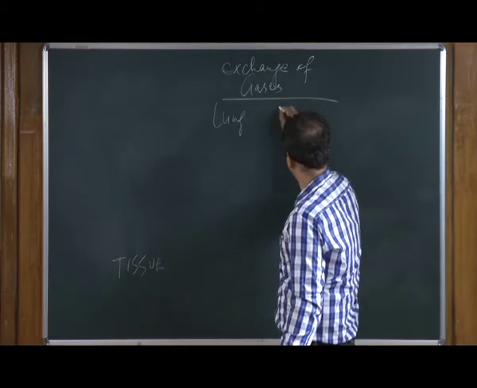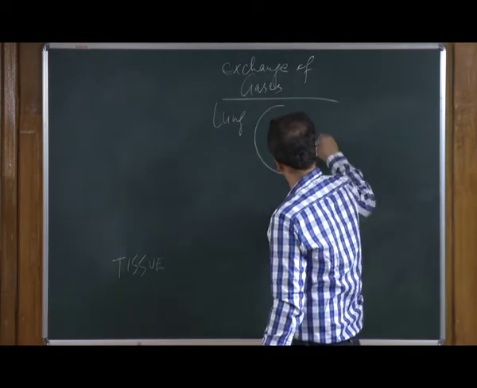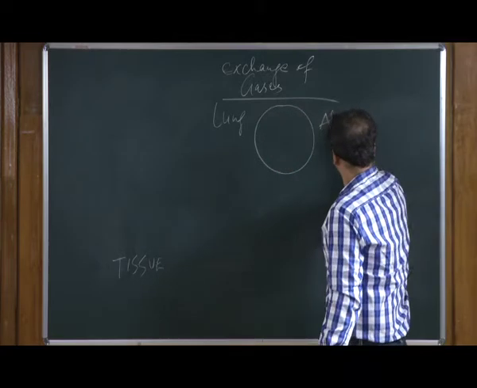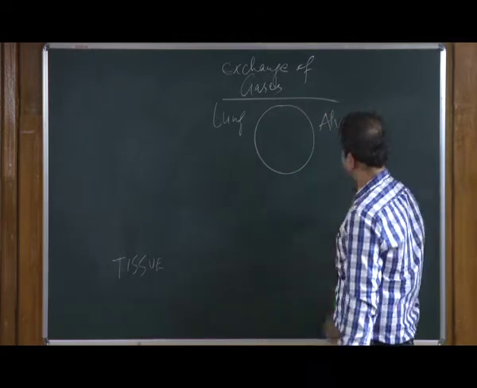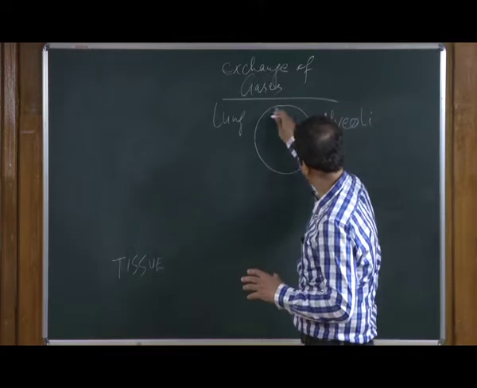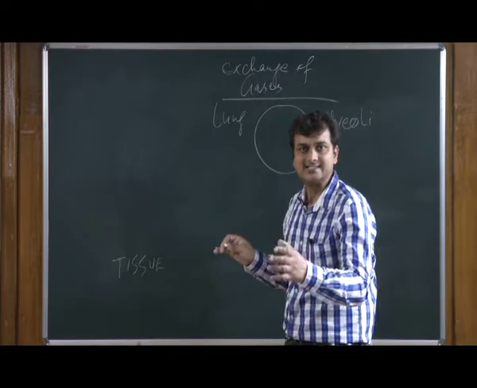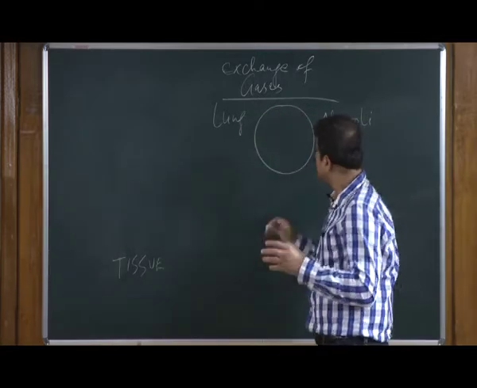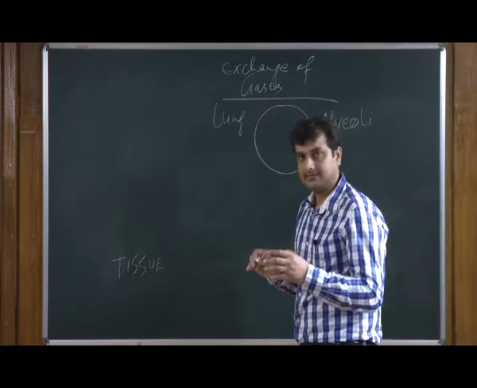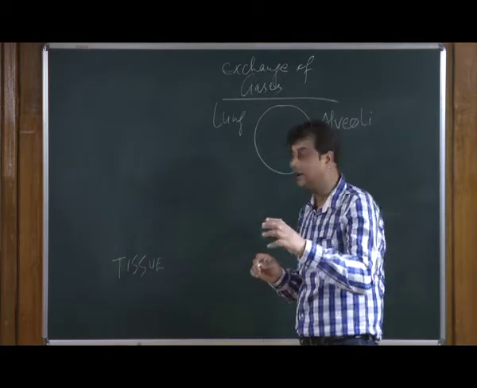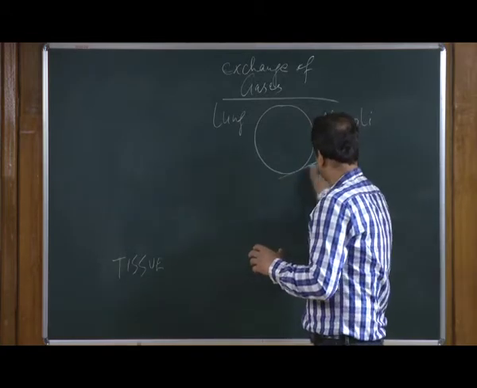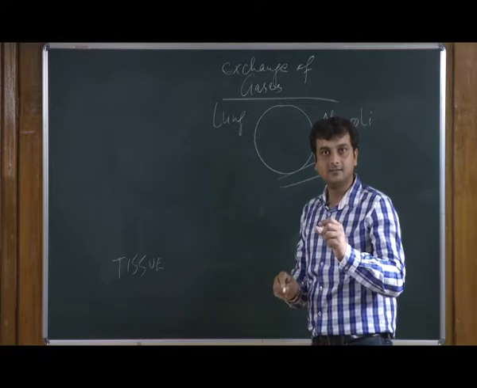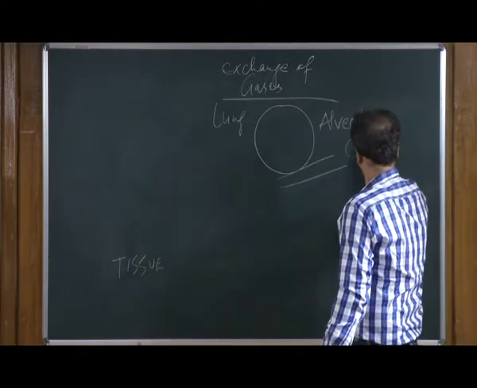If we start looking into the alveoli, this is the alveoli. The alveoli are made up of a very thin membrane, which we call squamous epithelium. This epithelium is very thin in order to allow exchange of gases. Now, these are nicely connected with a very thin layer of blood vessels, which we call capillaries.